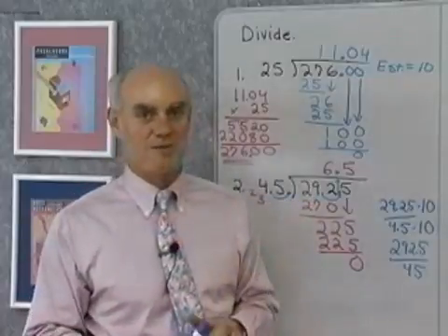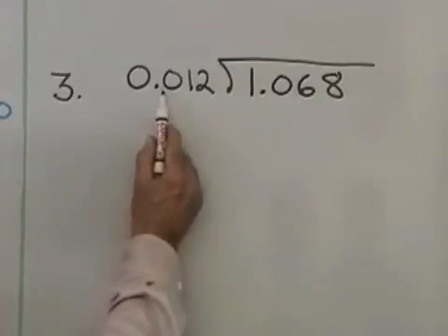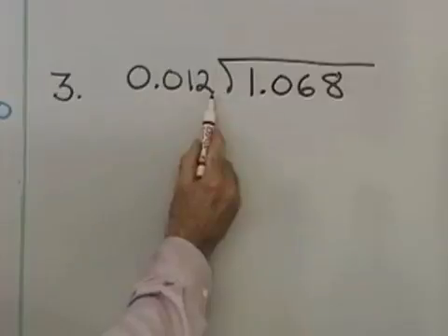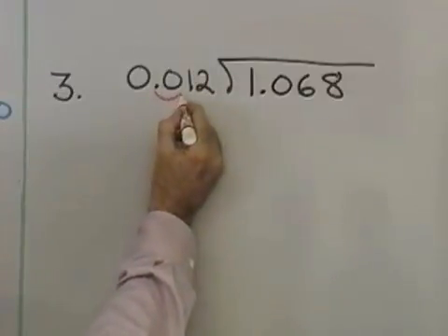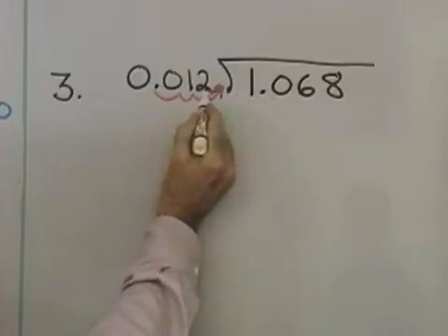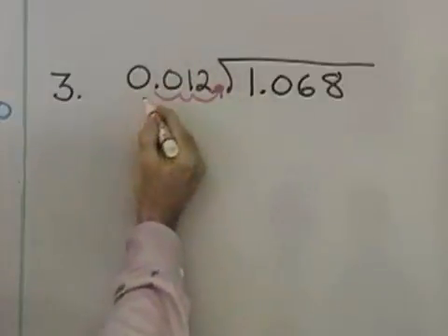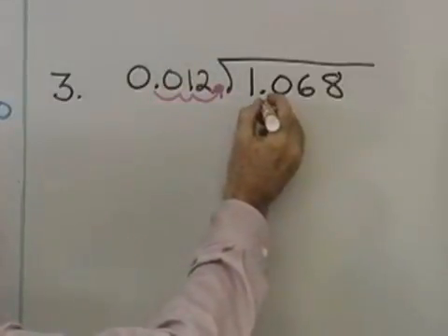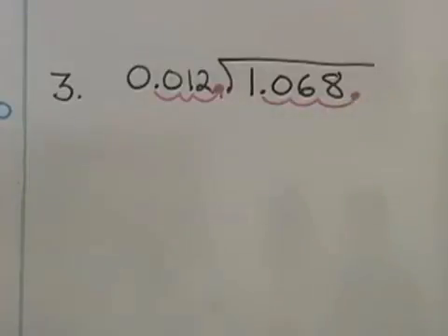Let's look at another one of these problems. Let's divide 0.012 into 1.068. So here I know I can't divide by this decimal. I have to change this into a whole number. So I need to multiply by 10, 100, 1,000. So if I multiply this number right here by 1,000, I'll have just 12 for the divisor. If I do that to the divisor, I have to do it to the dividend also. So I multiply by 10, 100, 1,000. That puts my decimal point right there.